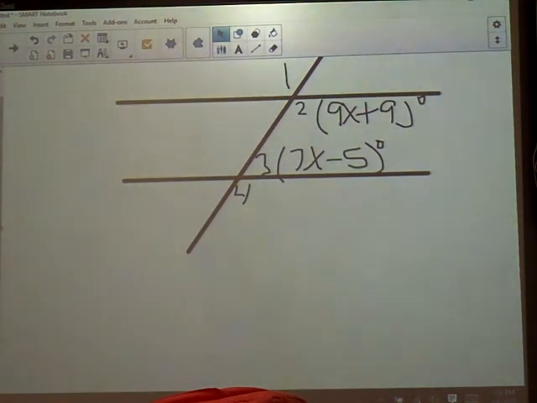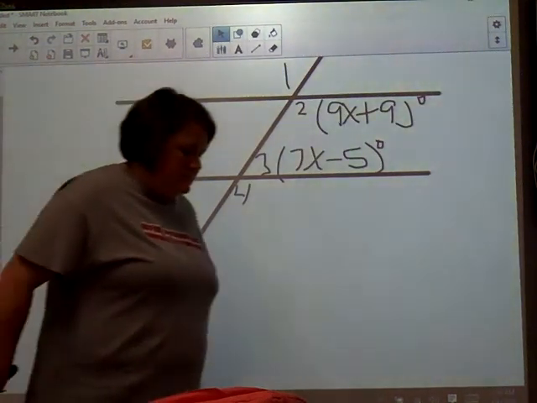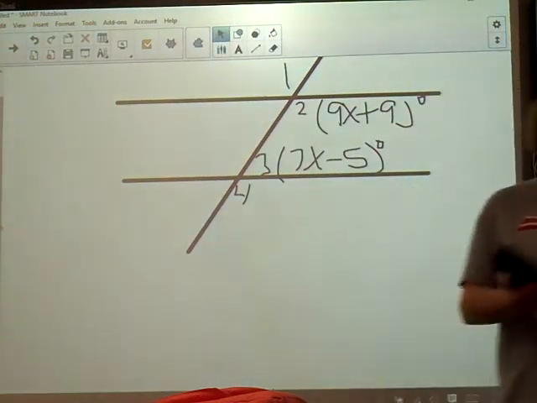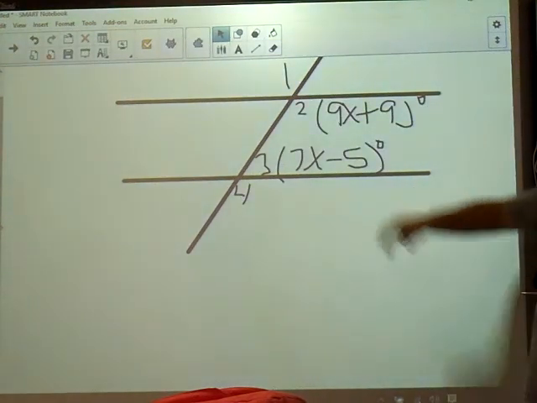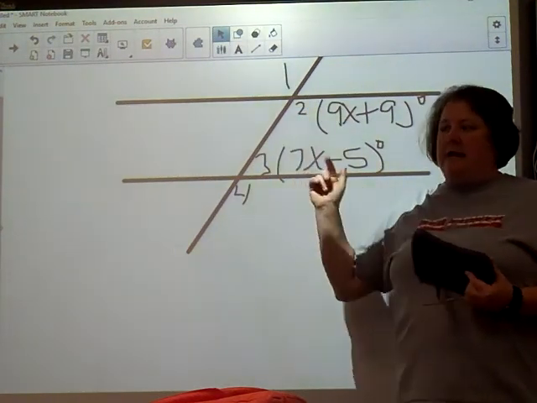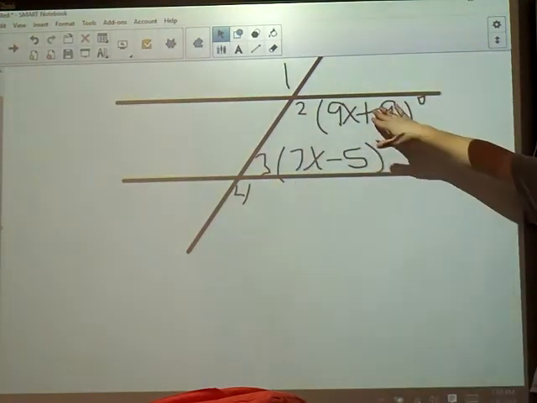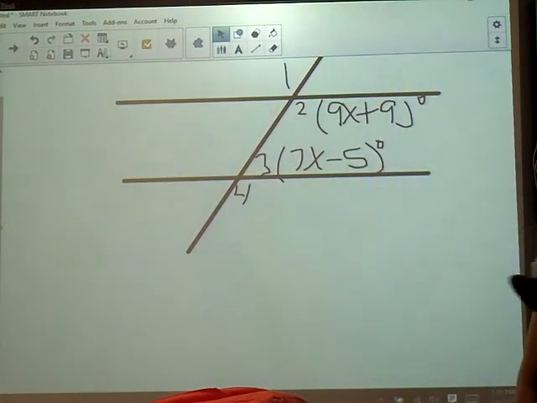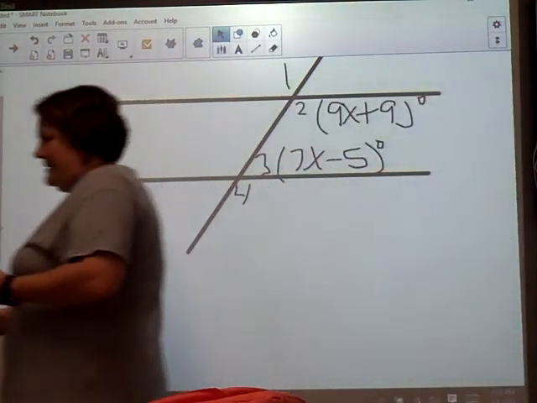Okay, go ahead. Okay, good. How would we try to do that? You would add 2 and 3. Okay, good. Chase said it while I was back there. And these are interior on the same side, so they add to 180, right? So this one plus this one, some equal to 180.